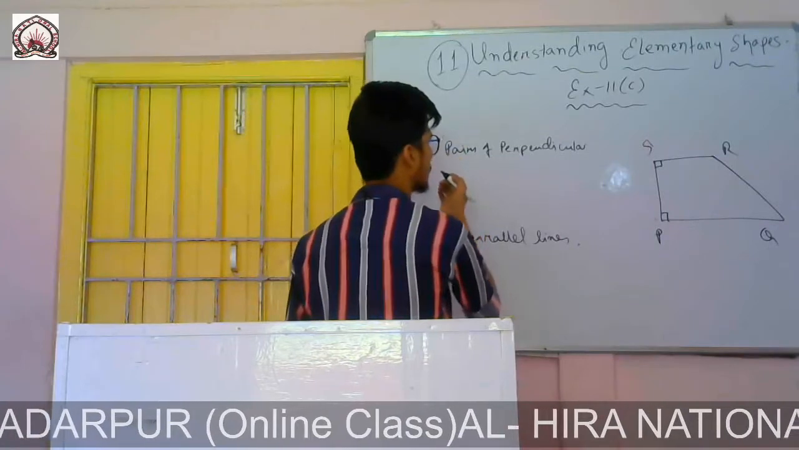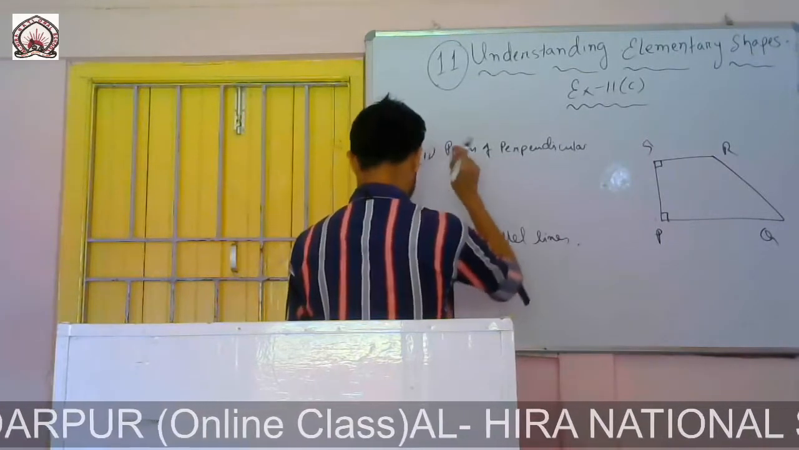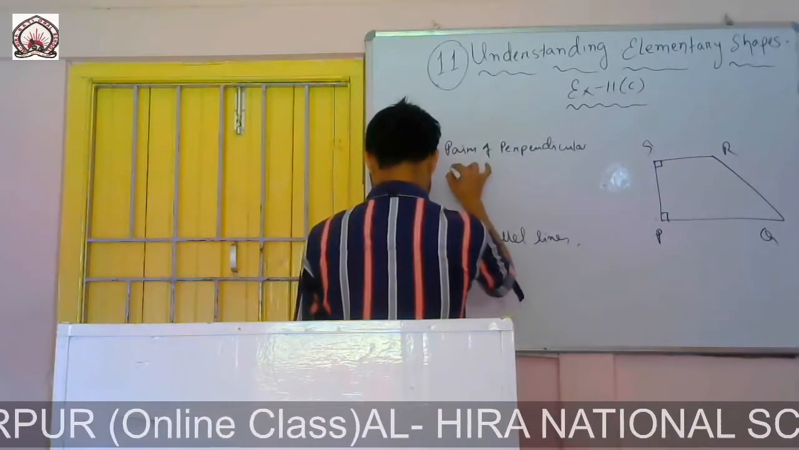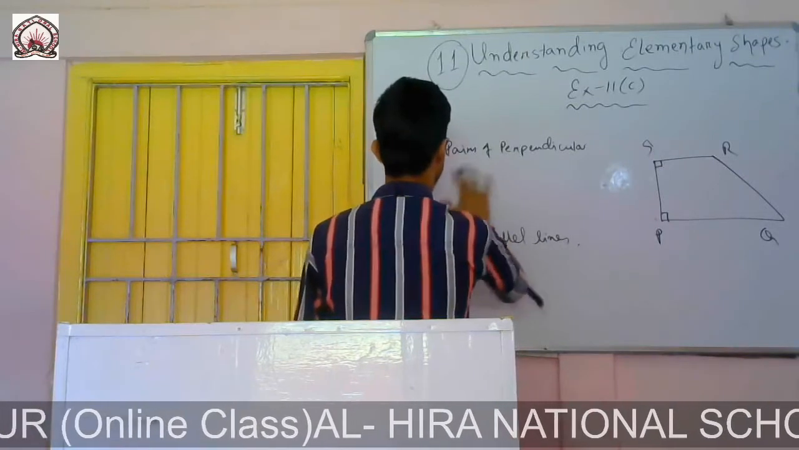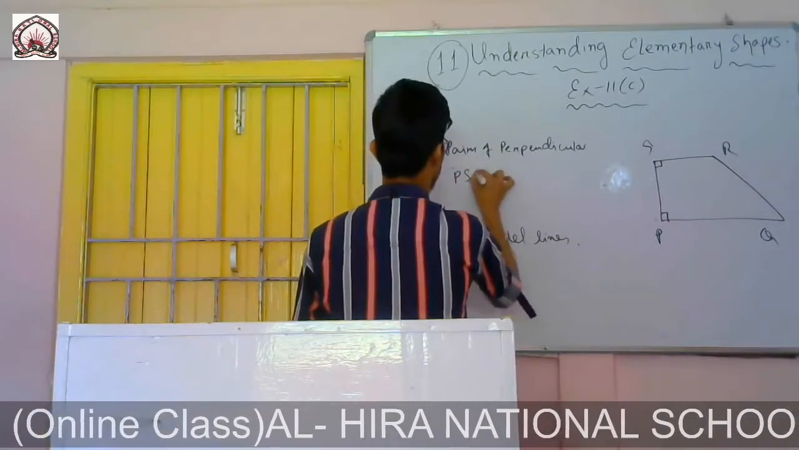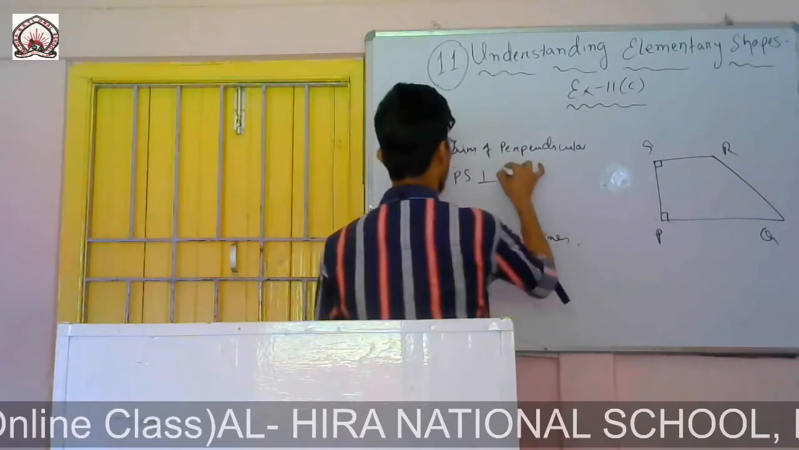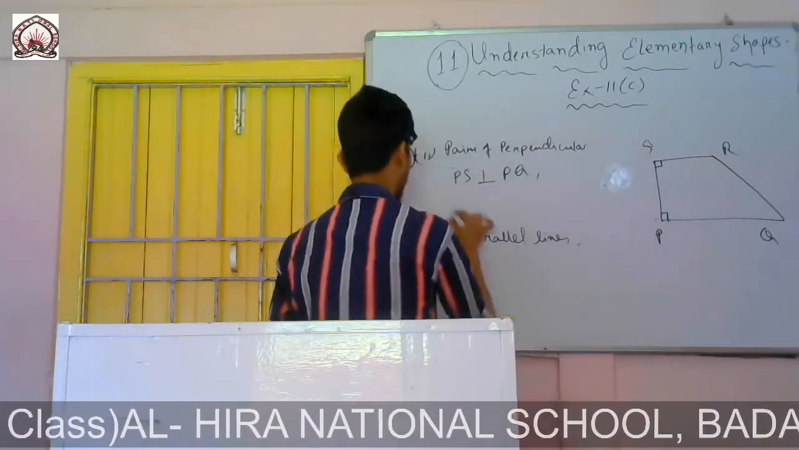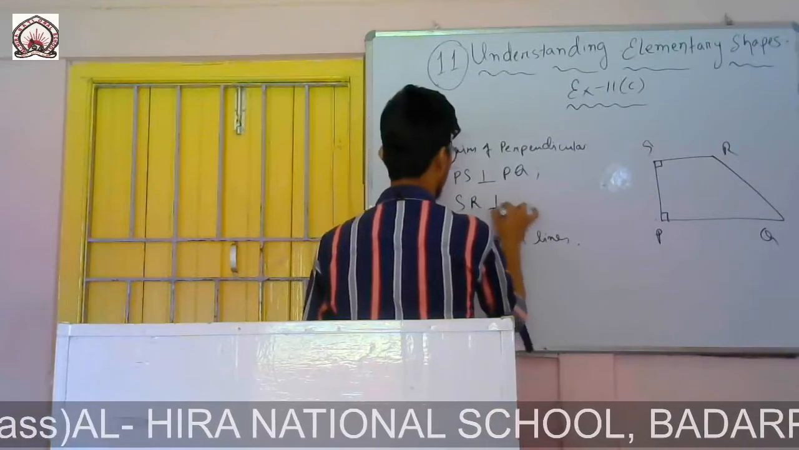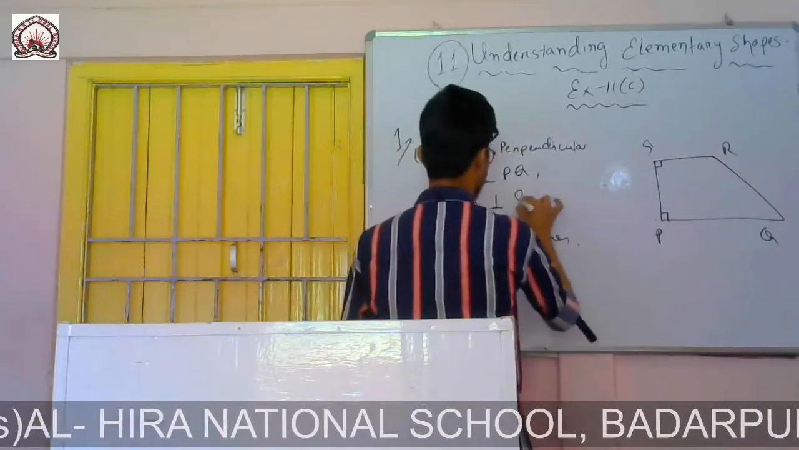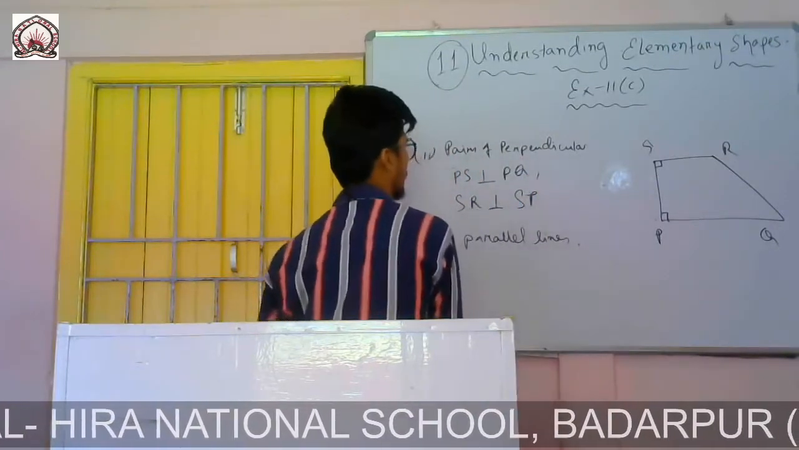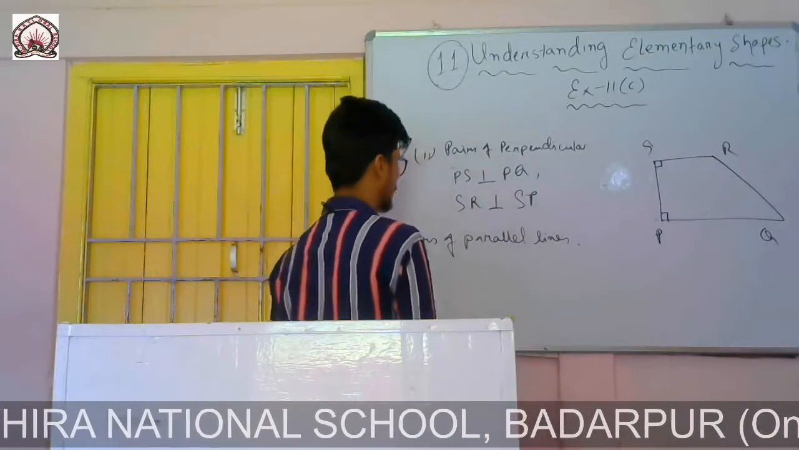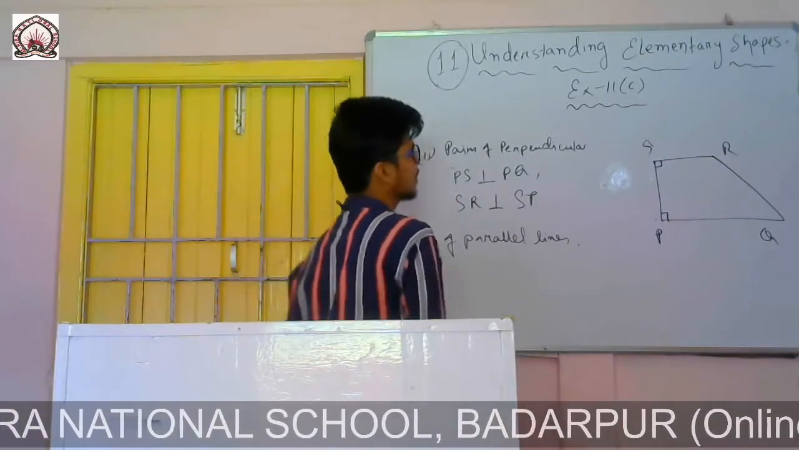So you write pairs of perpendicular lines are PS perpendicular to PQ, and another pair, SR perpendicular to SP. Pairs of parallel lines, only one pair.